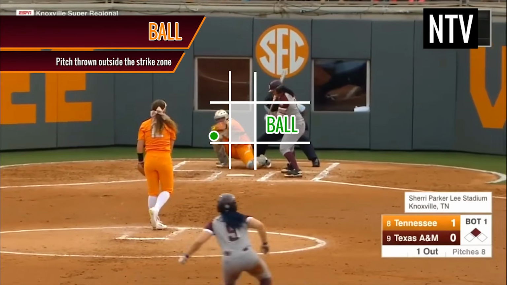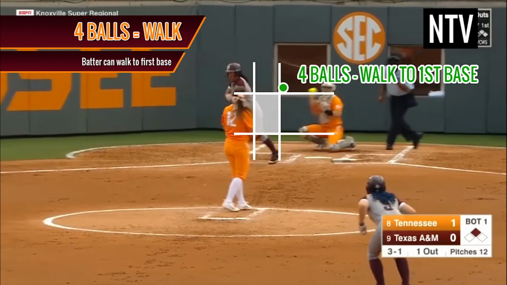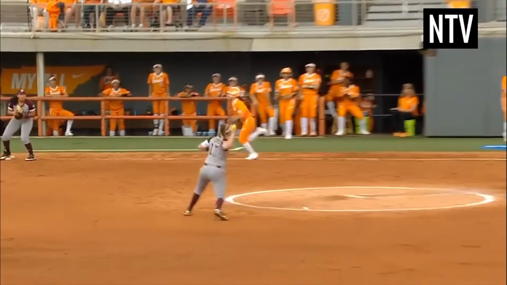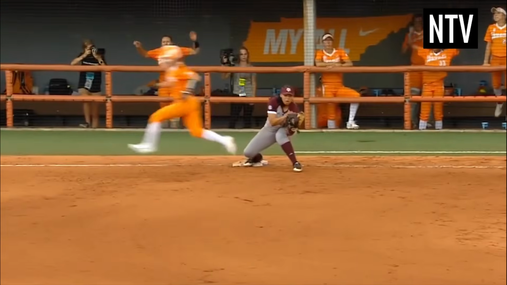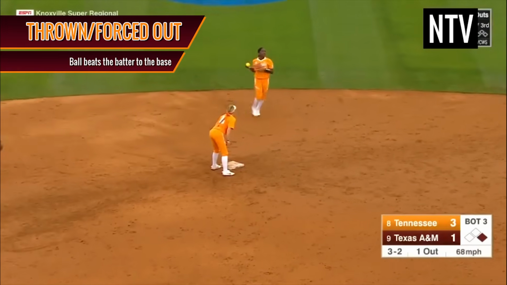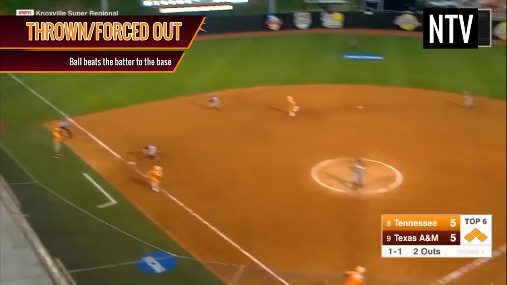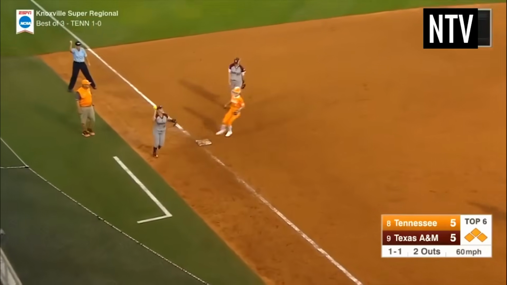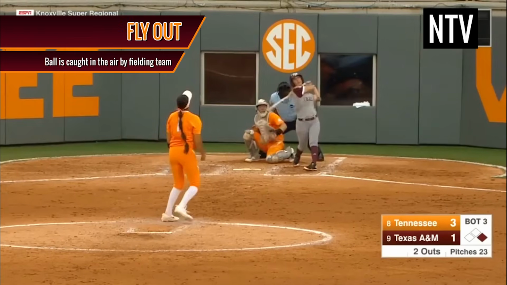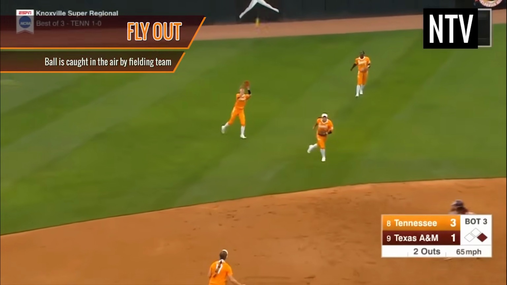A pitch outside this area is called a ball. 4 balls against a batter and they get to walk to first base. That sounds simple enough, but there are 3 other ways for a team to get you out. Firstly, if a batter hits the ball along the ground, the opposing team can throw the ball to the base that they're running to. If the ball beats the batter to the base, they're out. A batter can be tagged out whilst running between the bases. If they hit the ball and the ball was caught in the air by the opposing team, they're also out.